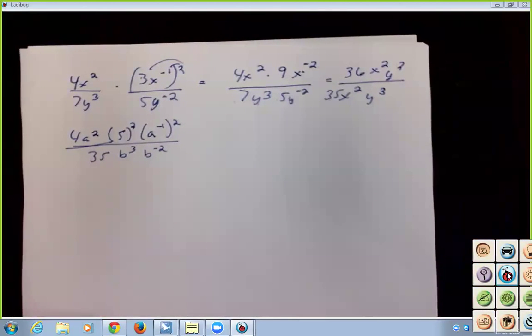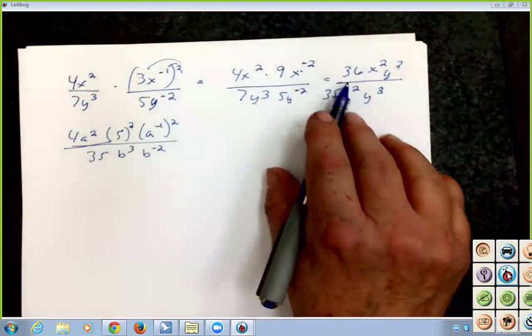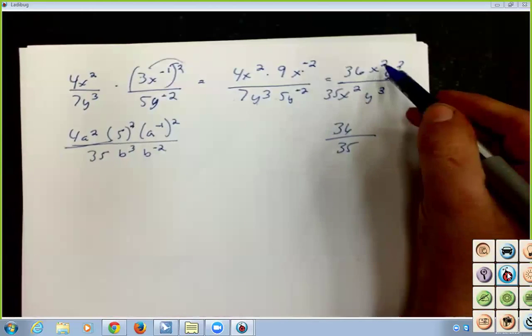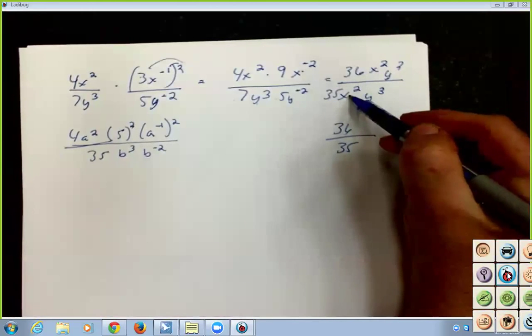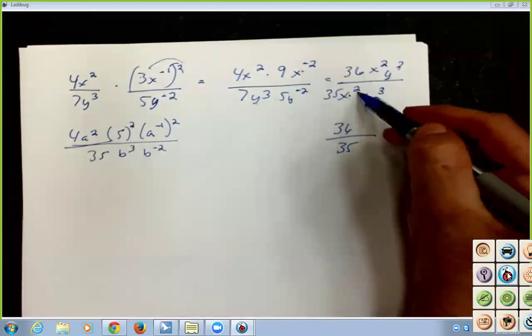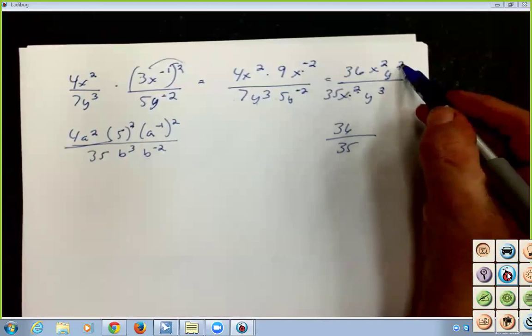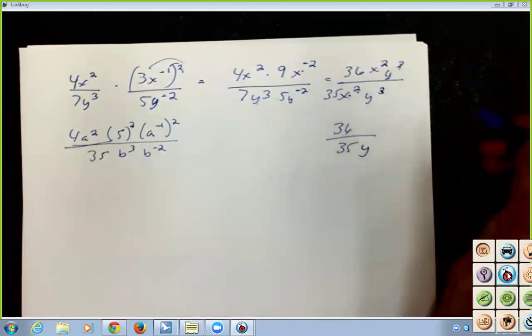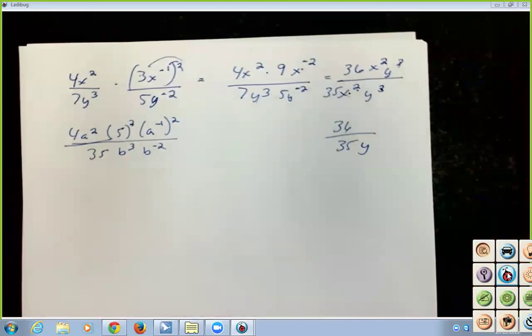And then I need to take those pieces and stick them together. So if I stick this stuff together, 36 and 35 are going to stay. The x's cancel out altogether. It's a square and a square, so they're gone. Y squared and y cubed, the 3 takes the 2 away and stays in the bottom. So you're left with 36 over 35y. So what you have. Does that help?